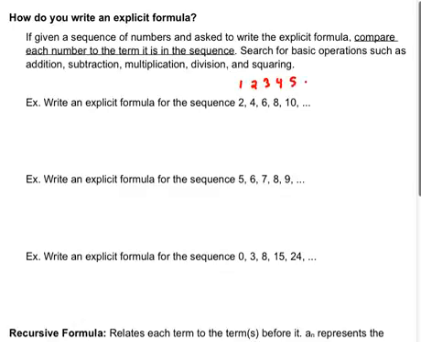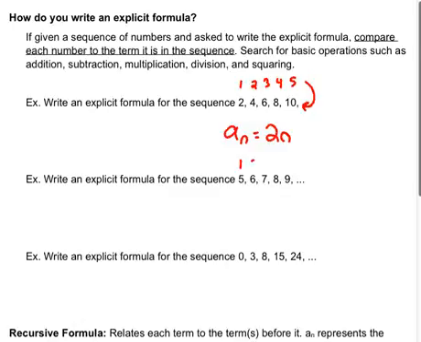And I'm going to compare this list of numbers to that list of numbers. What am I doing to 1 to get 2? What am I doing to 2 to get 4? What am I doing to 3 to get 6? And what I think you'll notice pretty quickly is you're just taking whatever the n value is and multiplying it by 2. Okay? So that's how we get these explicit formulas. I look at whatever its position is, and then I look at what I am doing to that position.